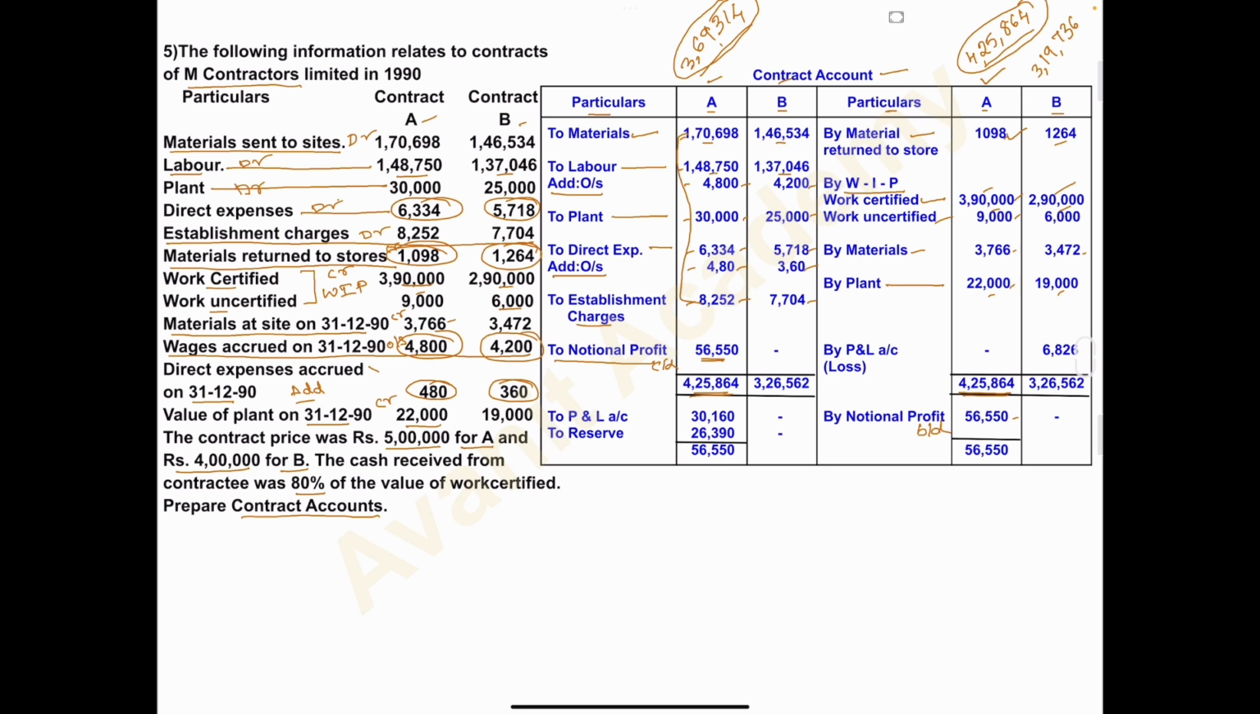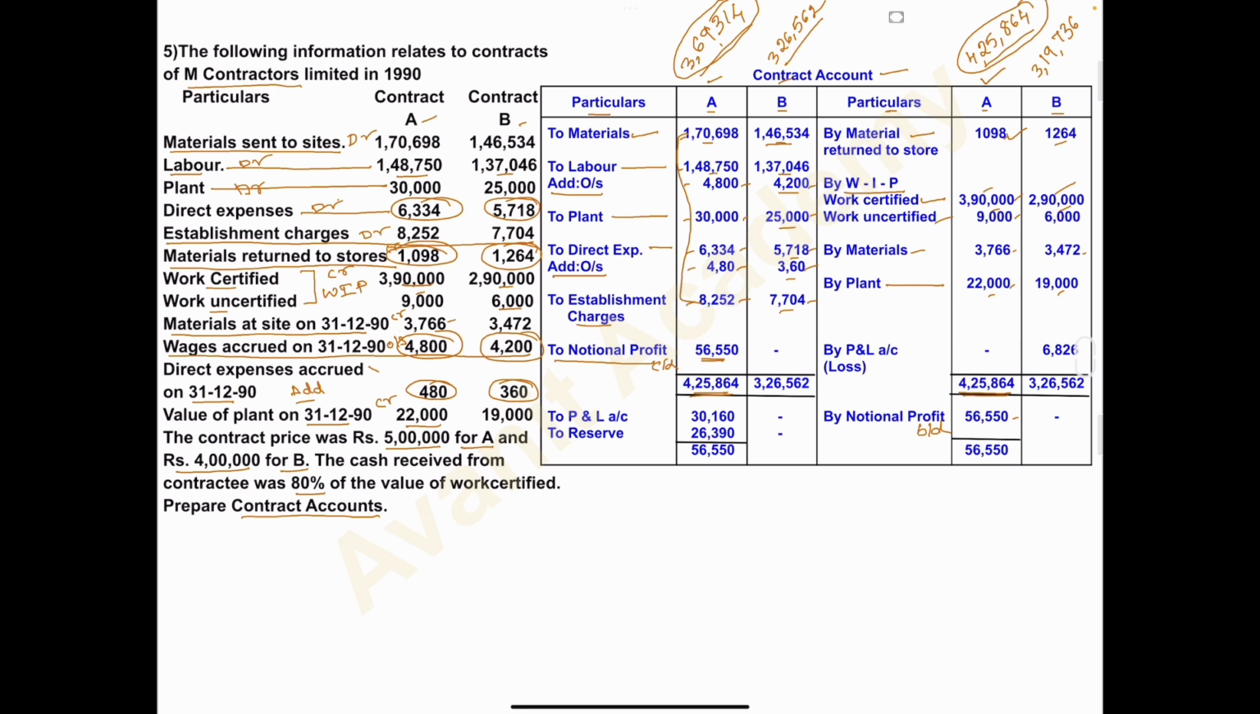Total the debit side of contract B: 1,46,534 plus 1,37,046 plus 4,200 plus 25,000 plus 5,718 plus 360 plus 7,704. You will get the total 3,26,562. Okay, the total of the debit side of contract B is 3,26,562.